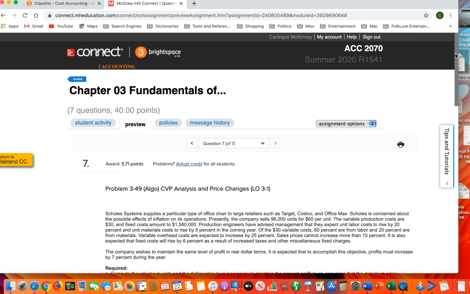And so I just took that. The first thing I did after reading the entire problem is I set it up to see, with that information, what kind of operating profit are they earning? So if you take 96,000 times 60, you get 5,760,000. And if you take 96,000 times the $30 in variable cost per unit, you get $2,880,000, which is half. So the contribution margin is $2,880,000. You subtract your fixed costs from that, and you have an operating profit of $1,320,000. Just from that first part.